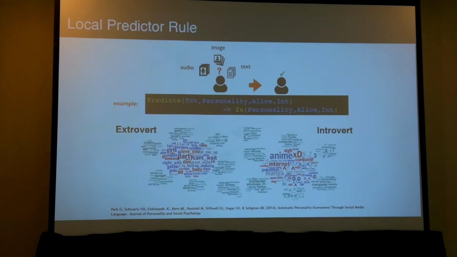Here you can see, I'm not really going to read this, but it's a word cloud of the status updates of Facebook users. Here is for the extrovert, and here is for introvert. From the words you can see, for example, extrovert users most likely use the word party. And the introvert users mostly use computer, internet, anime. This word cloud is coming from this paper. So one of the sources, as I said, that we can use is a local predictor. We can actually use the models that are already there for predicting the personality of people from their text.